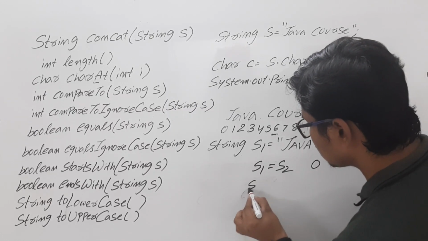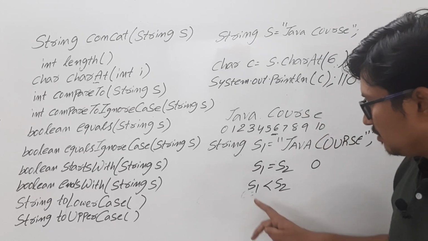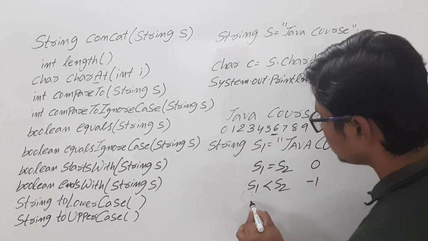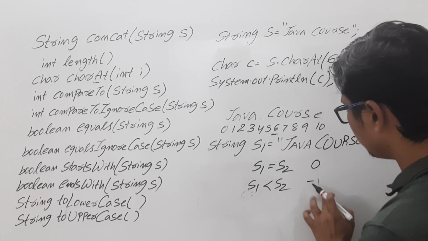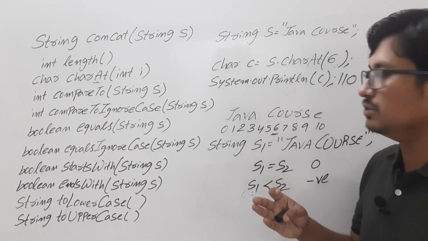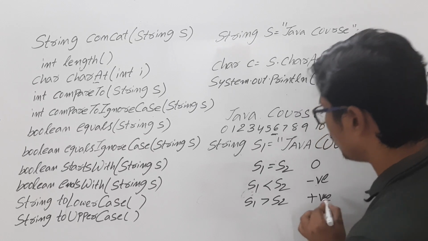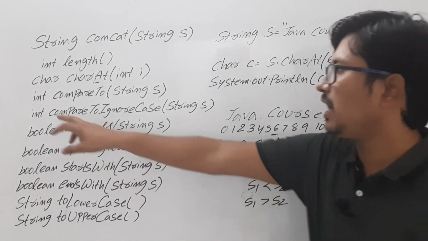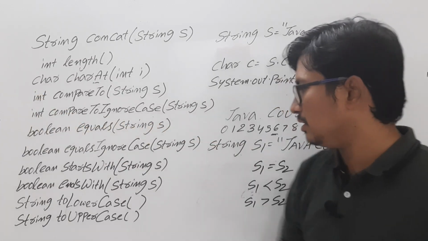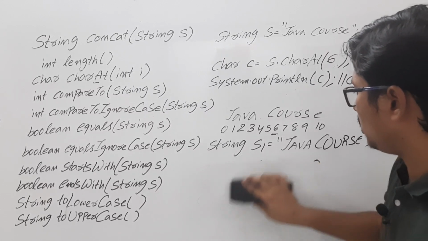If string 1 is lesser than string 2, it will return -1 or a negative value, finding the difference of the ASCII values. If s1 is greater than s2, it will return a positive value. So it may return 0, or a negative number, or a positive value. How you can use this method called compareTo, I will discuss with you all.